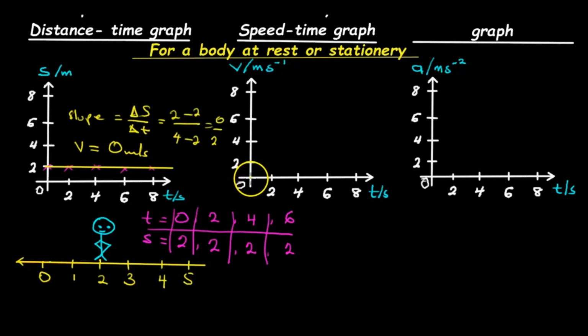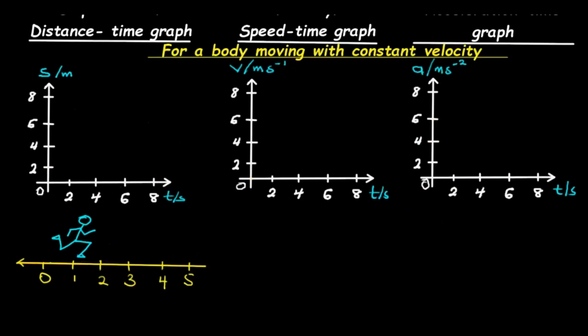At velocity 0 meters per second, at time 0 seconds, velocity was 0. At time 2, velocity was 0. At 4, velocity is 0. At 6, velocity is 0 onwards. You can never get any graph out of the velocity time graph for a stationary body apart from what we have done here, and that will be exactly on the horizontal axis. So for this reason, we normally don't draw a velocity time graph for a body at rest or stationary. Likewise, we don't do the same for the acceleration time graph.